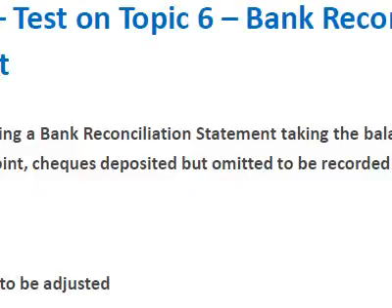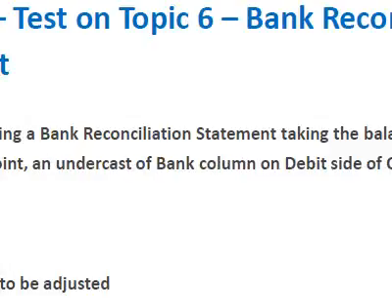Next, while preparing a BRS, taking the balance as per the cash book as the starting point, checks deposited but omitted to be recorded. Okay, so here there is an error in the cash book itself. You have deposited the checks but you have not recorded the receipt of the check in the first place, which means that the balance as per the cash book is less, and so the checks that have been received should be added to arrive at the balance as per the cash book. So answer is A.